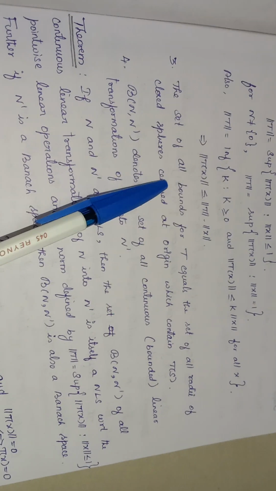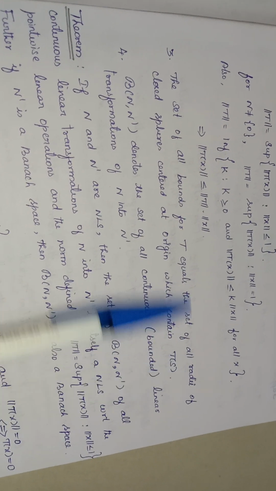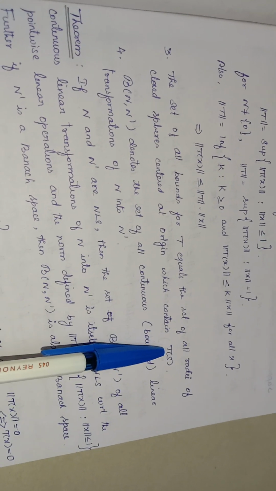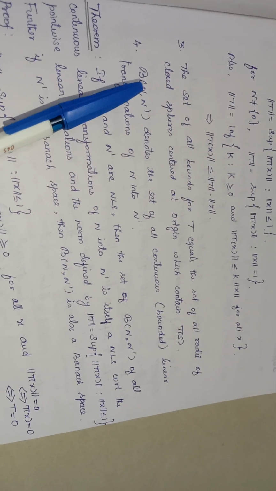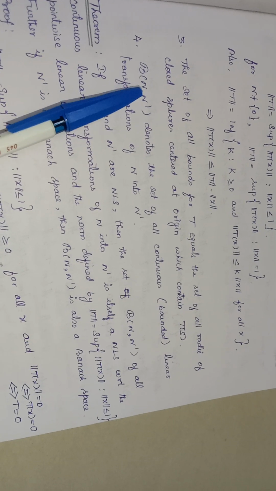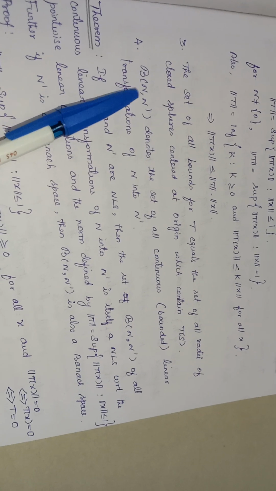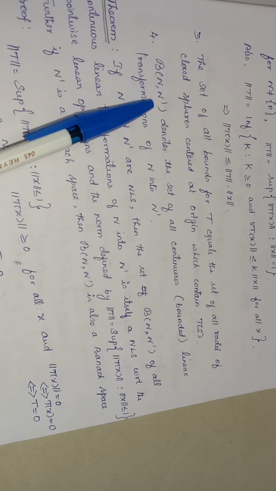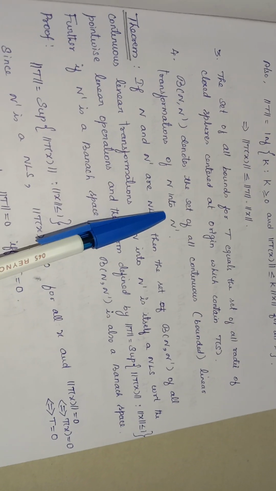Next one, the set of all bounds, that is the set of all k's, is equal to the set of all radii of closed spheres centered at the origin which contain T of S. The next one: we have started with the set of all linear transformations from a normed linear space N into N dash. We may have so many linear transformations from N into N dash. That collection is represented by script B of N, N dash. This denotes the set of all continuous linear transformations from N into N dash.